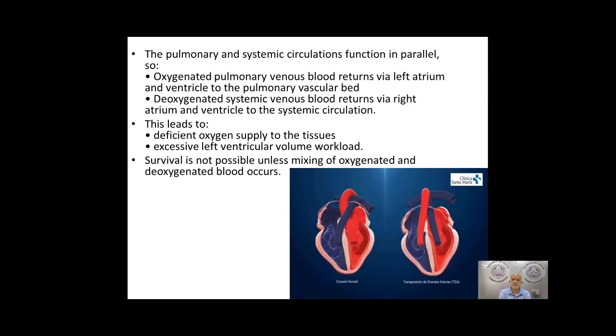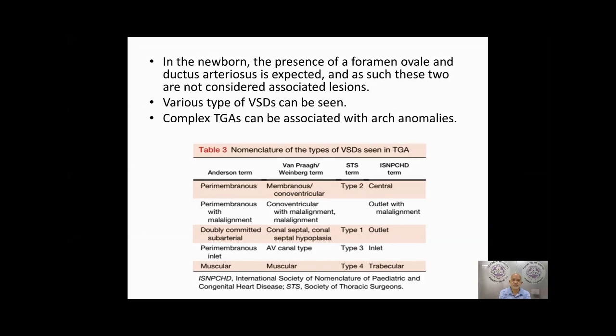So unless there is mixing, survival is next to impossible. For survival, the patient has to have mixing between the two parallel circuits, and that's generally either ASD, VSD or PDA. So the patient has to have a large ASD or VSD for better survival. In the newborn, presence of foramen ovale and ductus arteriosus is expected, and as such, these two are not considered associated lesions.